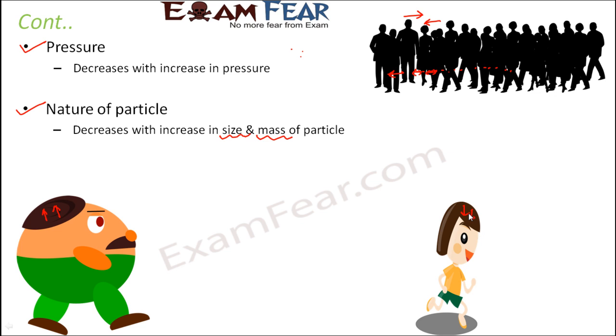Therefore, we say that if the particle is very large, it has a very high mass or it has a very large size, the rate of diffusion will decrease. So the rate of diffusion has a lot to do with the mobility of the particles, and the mobility of the particles increases with increase in temperature, it decreases with increase in pressure, it decreases with increase in size and mass of the particle. So these were some of the important factors which affect the rate of diffusion.